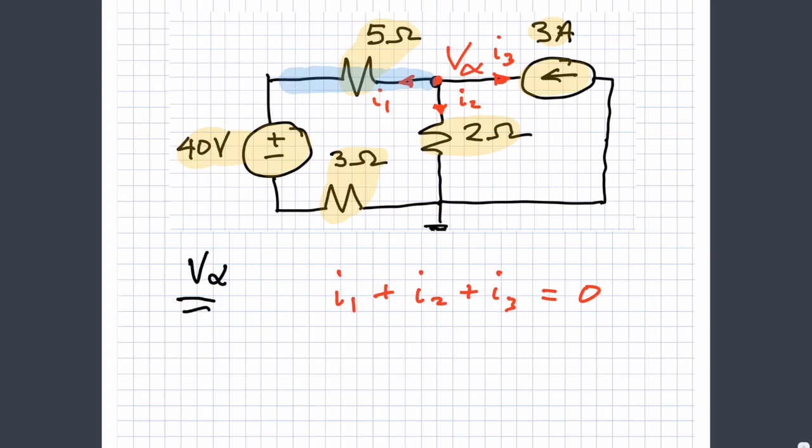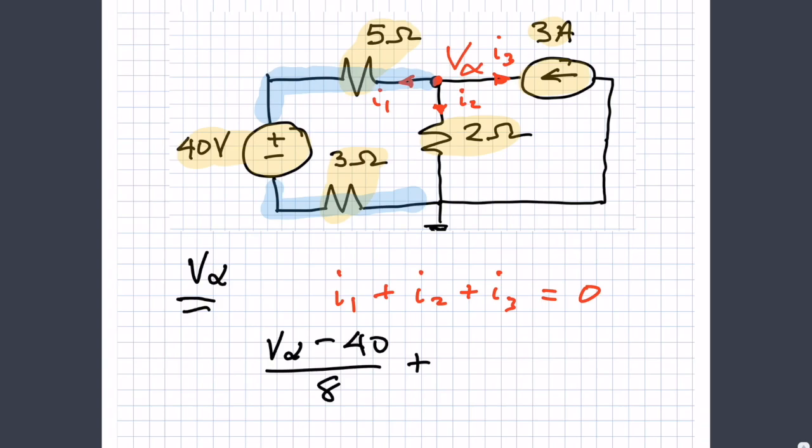and it includes a 5 ohm resistor, a source, and a 3 ohm resistor. So we can come up with the equivalent resistance for that branch and write down that I1 is V alpha minus 40 divided by the equivalent resistance, which is 8. All right, so that's the hardest one.